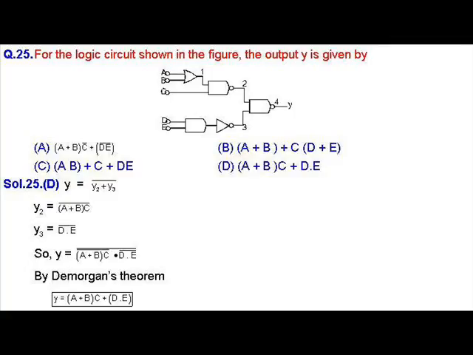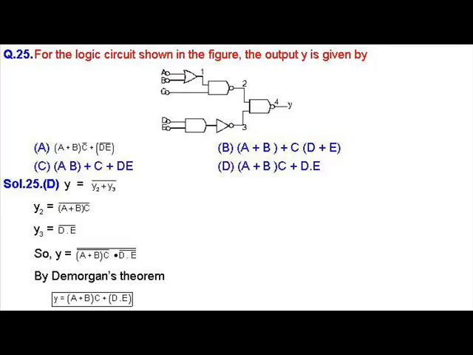MCQ question number 25. In this question, we have been asked to find an expression for the output y. Now we can see that in this logic circuit, gate number 1, 2, 3 and 4 are being mentioned. So we can say that the output y will be equal to (y2 + y3) whole bar, where y2 and y3 are the outputs of gate number 2 and 3.